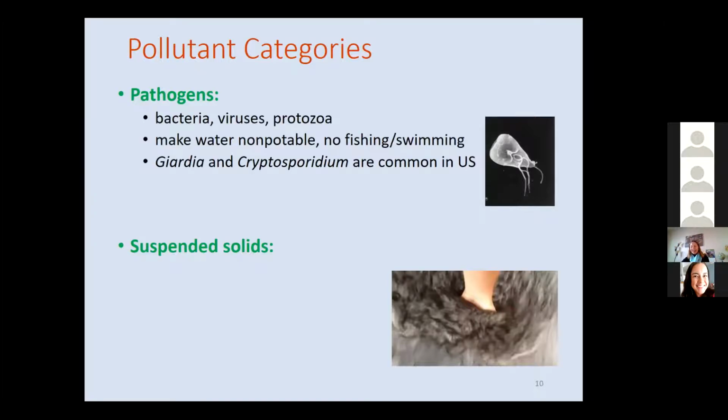So pathogens could be bacteria, viruses, protozoa. They make water non-potable, not okay to drink, and in some cases not okay to be in, like you cannot go fishing, you cannot go swimming. We have different kinds of pathogens we are worried about around the world. In the US, Giardia and Cryptosporidium are the top two that the water treatment plants target. Around the world, cholera and typhoid are the other kinds of pathogens that are worrisome. So we have to inactivate them to ensure that the water is safe to consume and safe to swim in.